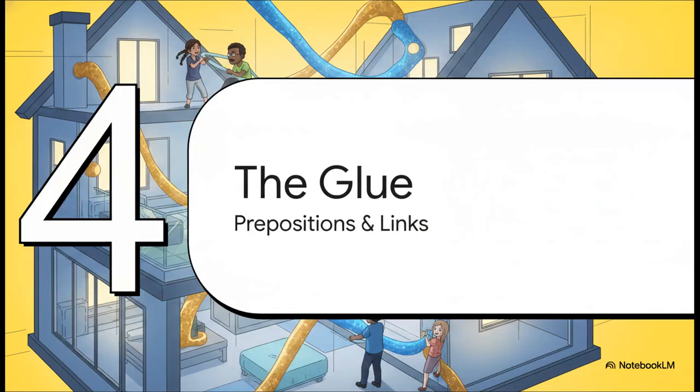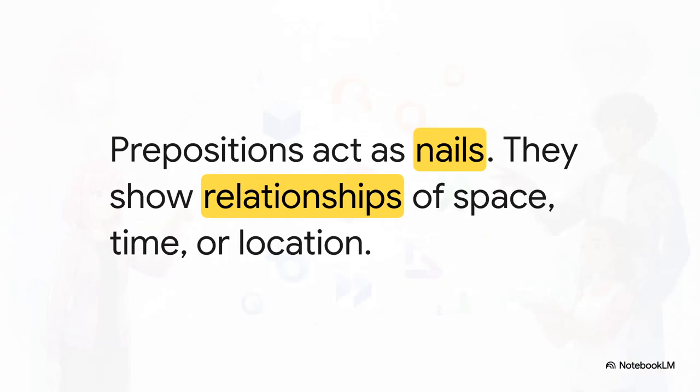Section 4, glue: prepositions and conjunctions. So we've got our materials and we have our details, but we need structural adhesives to actually link the different rooms of our house together smoothly. Prepositions act a lot like the nails in our framework. They show relationships of space, time, direction, or location between a noun and another word in the sentence. Think of little words like under, at, in, on, or to.